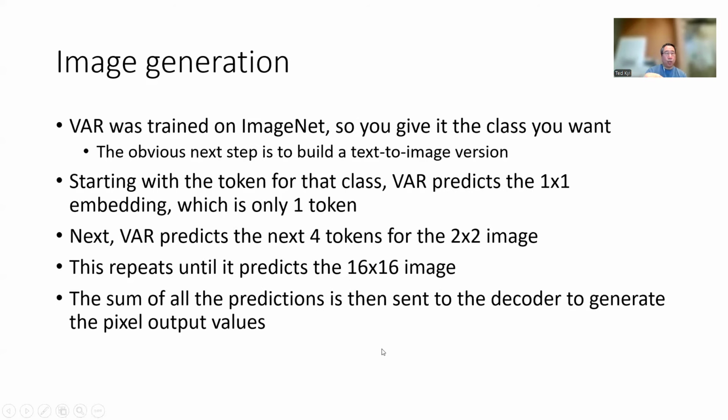So then when you want to generate an image, anytime you use these architectures like VAE, you throw away the encoder once you're done. It was useful for you, but it's not used for generation. So they did ImageNet. You give it the class you want. I want a dog. Okay. And from that, it predicts the 1 by 1. It's one token. And then it predicts the 4 by 4. And it keeps repeating 10 times until it predicts the 16 by 16. You're iteratively summing these as you go. And so your grand total sum of all 10 of these predictions then gets sent to the decoder, and it spits out your pixels. And now you have your 256 by 256 ImageNet image.